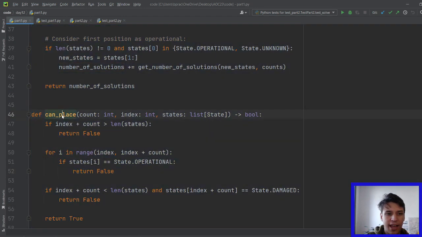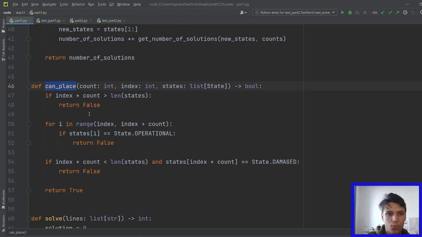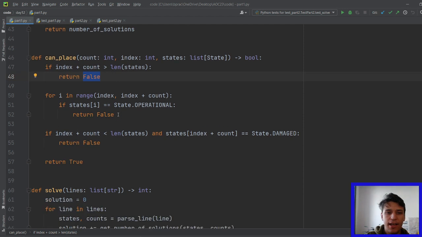So we needed this can_place function above. So what does this do? We can place a count at a particular index. To evaluate it, first we need to check if there's not enough states left. So if the index plus count is greater than the length of the states, it's not possible, so we return false. Then if any of the count states is actually operational, then we also return false. That does not allow us to add that many damaged states.